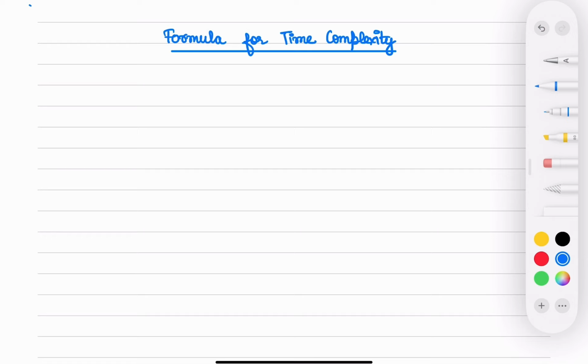What was the basic operation there? Basic operation is the common or very important part of the algorithm which is being executed and it's contributing to the running time. So let's define the formula for time complexity.